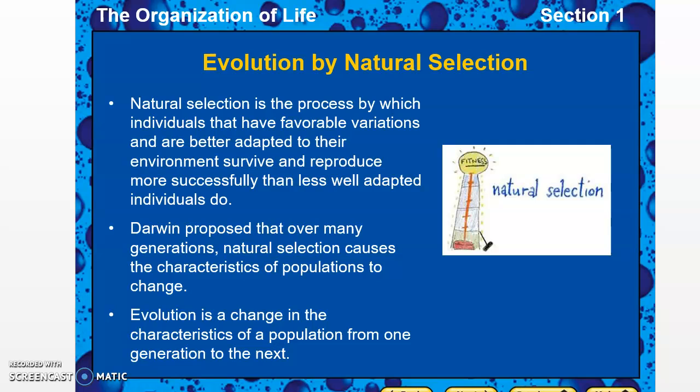Darwin said that over many generations, and we're not talking like 5 or 10 years here, we're talking hundreds of years, natural selection causes the characteristics of the populations to change. Because evolution is a change in the characteristics of that population from one generation to the next. So evolution literally is a change over time.